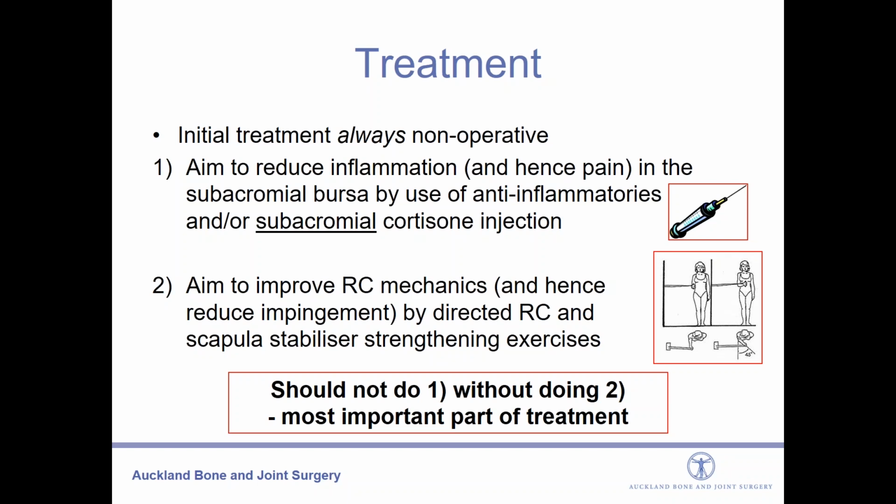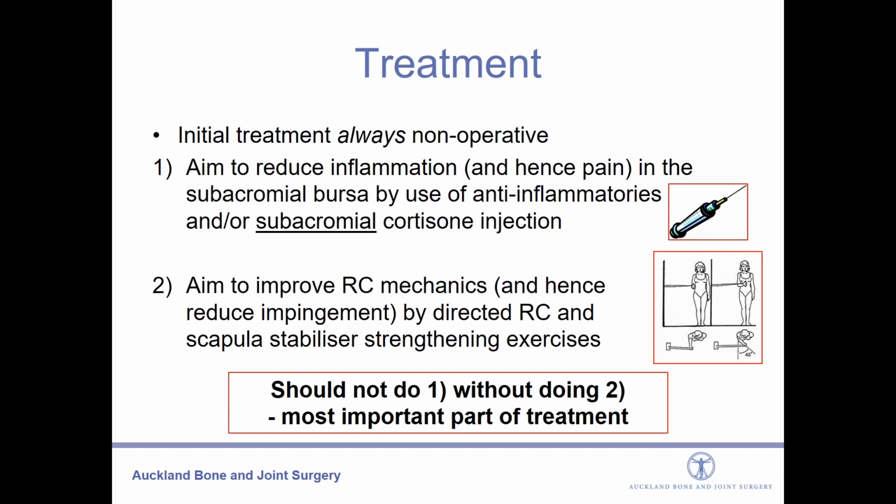A subacromial injection in those patients is wonderful for pain relief, but is never the only treatment that's required. So for me, the most important part of the treatment is improving the rotator cuff mechanics. So improving the cuff, the scapular stabilizers, postural control, because that's what the problem is in that patient. As long as they don't have a rotator cuff tear, then it's all about rotator cuff mechanics.